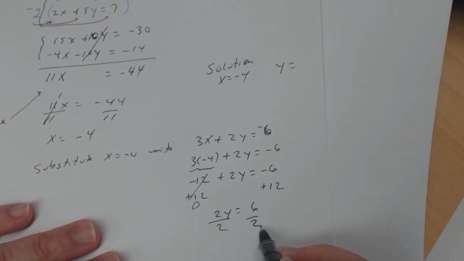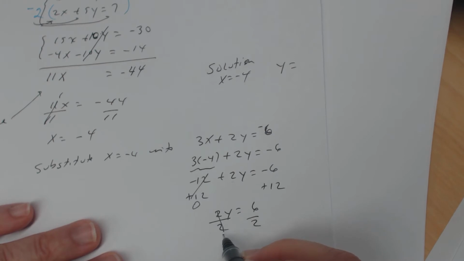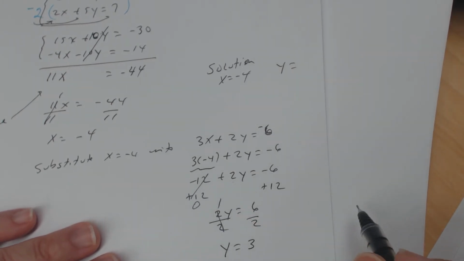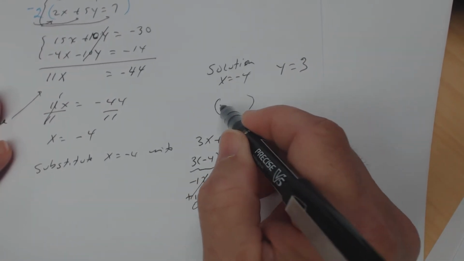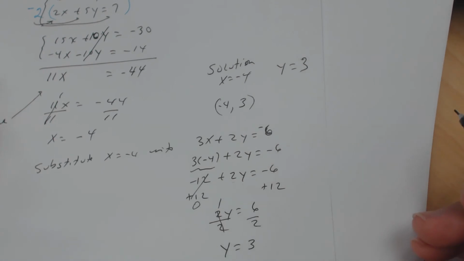Solving for y, divide both sides by 2. 2 divided by 2 is 1, and 1 times y is y. So we get y to be 3. So my y coordinate is 3. As an ordered pair, your solution is negative 4 comma 3.